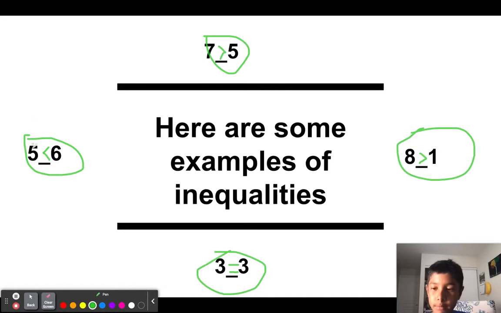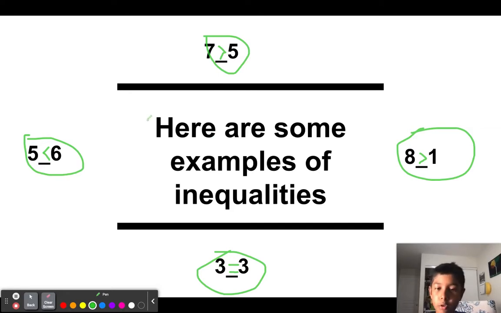You can read them, for example, 5 and 6, as 5 is smaller than 6 or 6 is greater than 5. For 7 and 5, you can read it as 7 is greater than 5 or 5 is less than 7. For 8 and 1, it's 8 is greater than 1 or 1 is less than 8. For 3 and 3, you can say 3 is equal to 3. So that's how you read them.